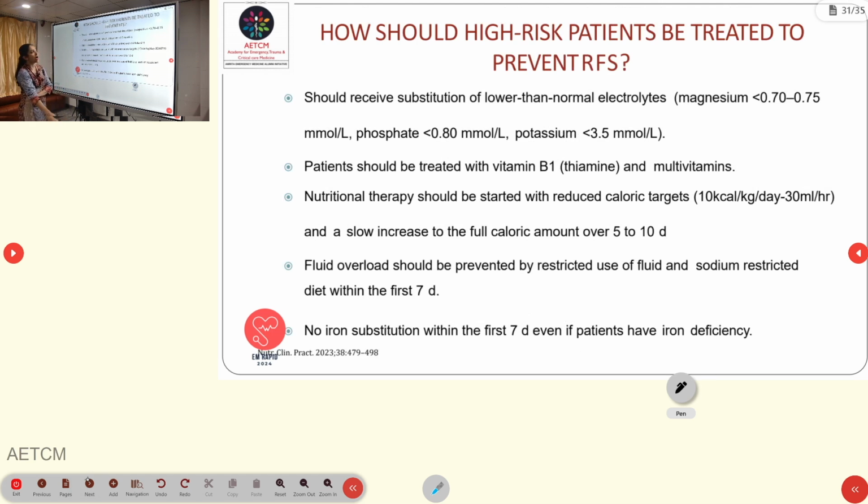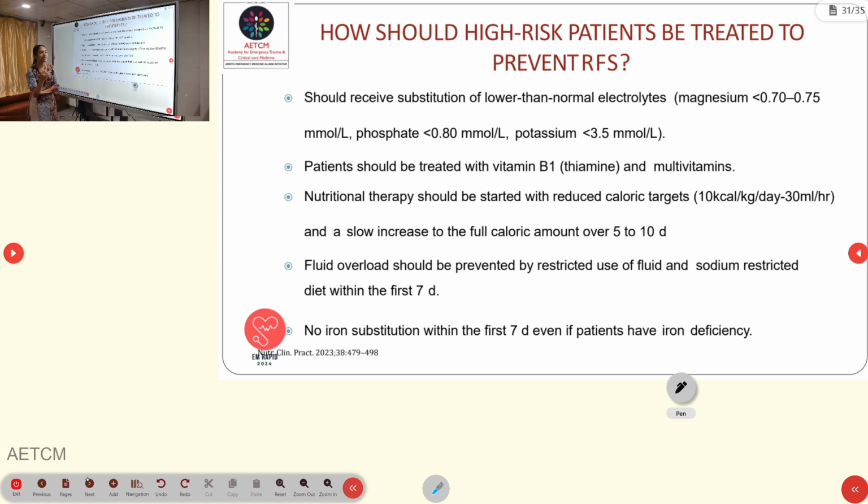So how will we prevent that? Along with the feeds, we will have to give low doses of electrolytes also, like magnesium, phosphate and potassium should be given along with the feeds. And patients will have long-term thiamine deficiency and multivitamin deficiency. So that also should be supplemented along with the feeds, especially in patients who have a chance of refeeding syndrome. Then when we are starting a feed to the patient, we will have to keep very low caloric targets for a patient who was already malnourished.